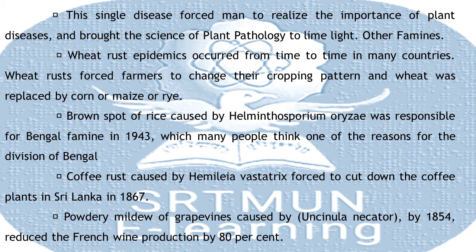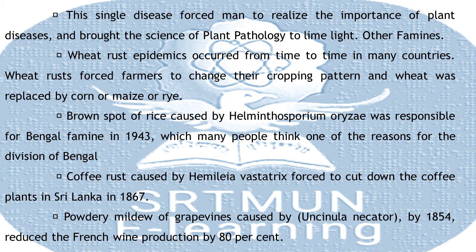Brown spot of rice caused by Helminthosporium oryzae was responsible for the Bengal famine in 1943, which many people think was one of the reasons for the division of Bengal. Coffee rust caused by Hemileia vastatrix forced the cutting down of coffee plants in Sri Lanka in 1867.